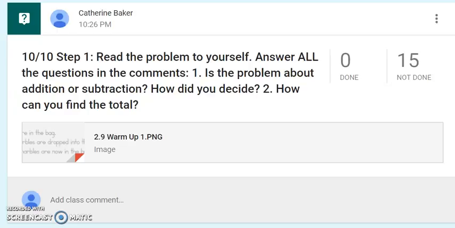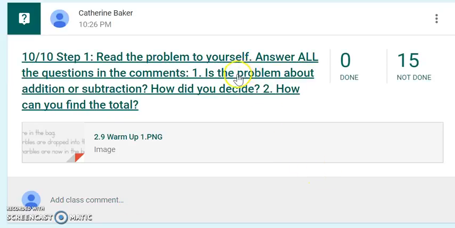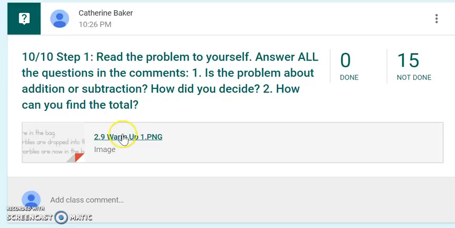Okay, before you get started in your Origo workbook, make sure that you have answered this question in our Google Classroom. It says, for step 1, read the problem to yourself. You'll have to click on this picture and answer all the questions in this comment box. 1, is the problem about addition or subtraction? And how did you decide? Number 2, how can you find the total?